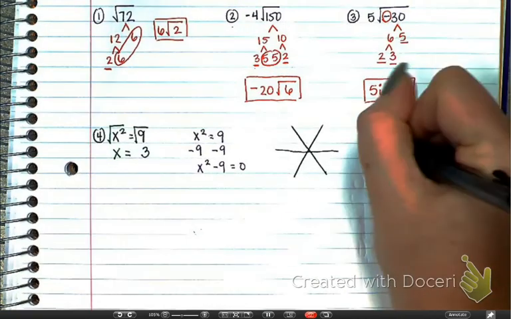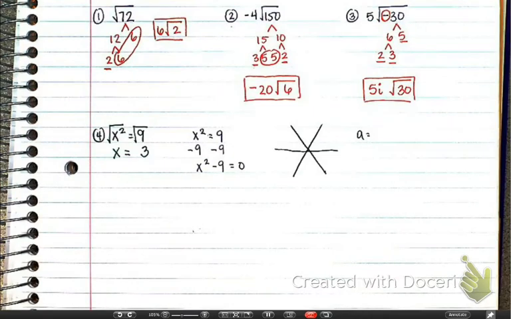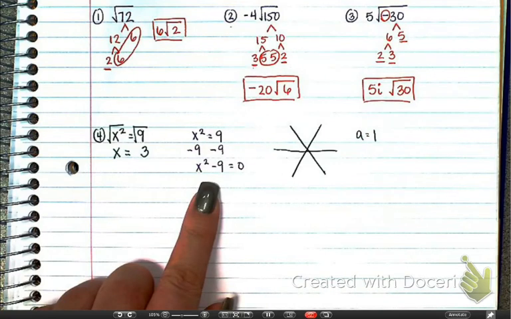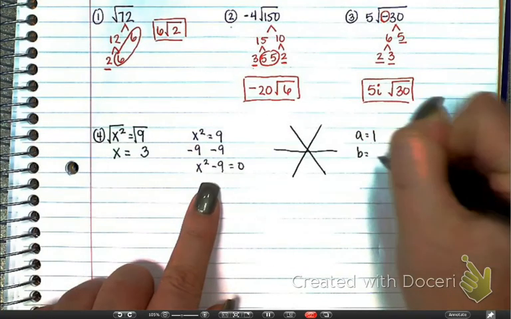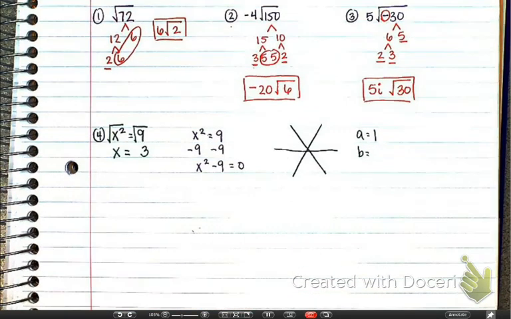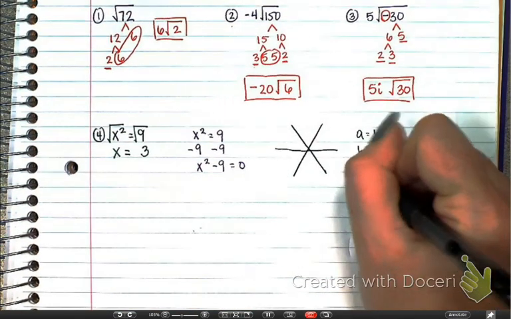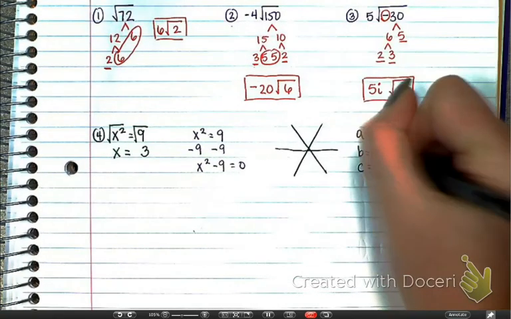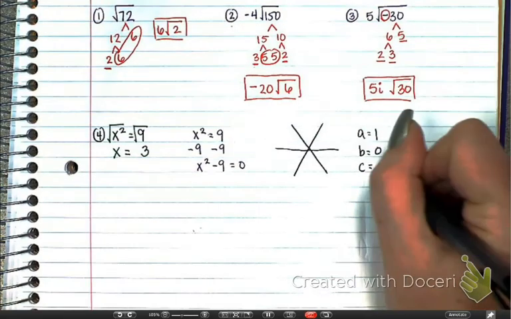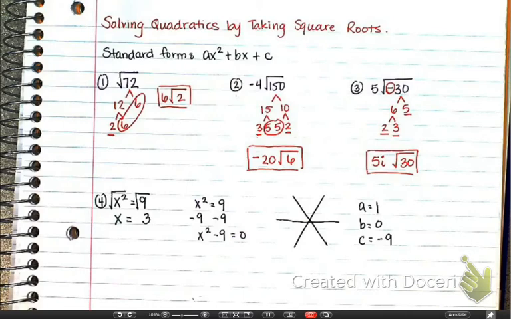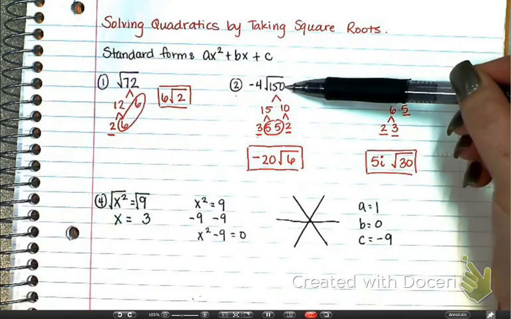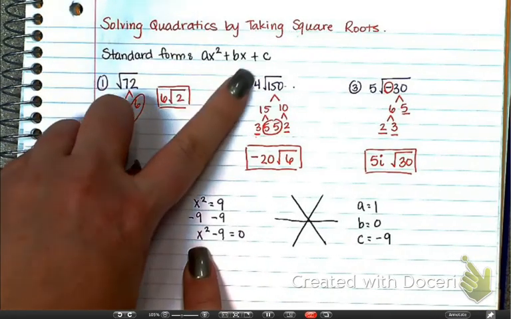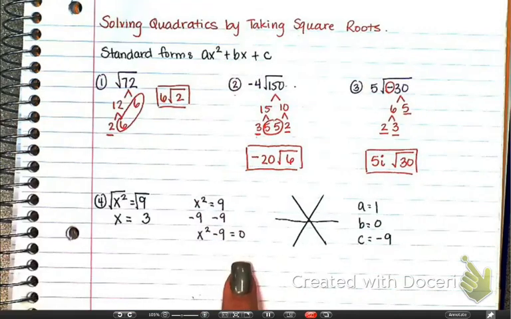What is A? 1. What is B? Oh my gosh, this is super painful. What's B? 0. What's C? -9. You literally just wrote down standard form of an equation. A is in front of x squared. B is in front of your x. C is your constant.